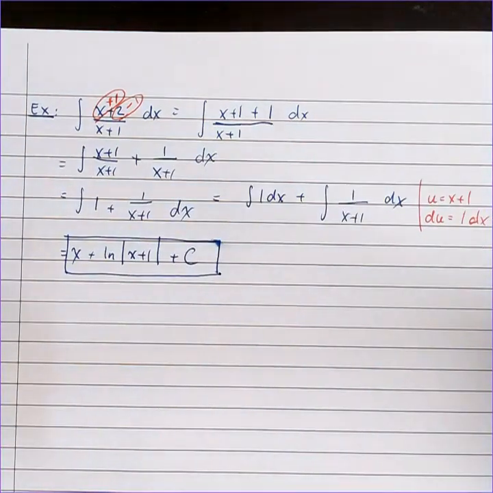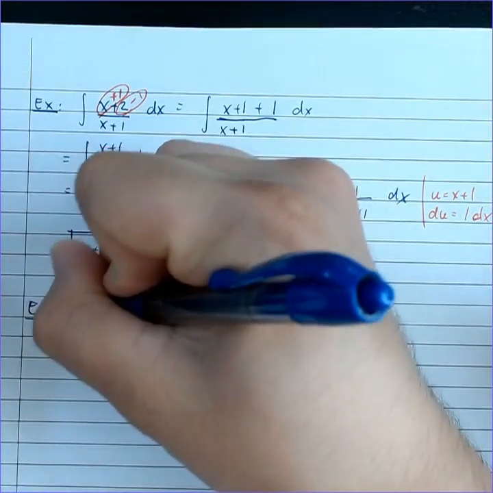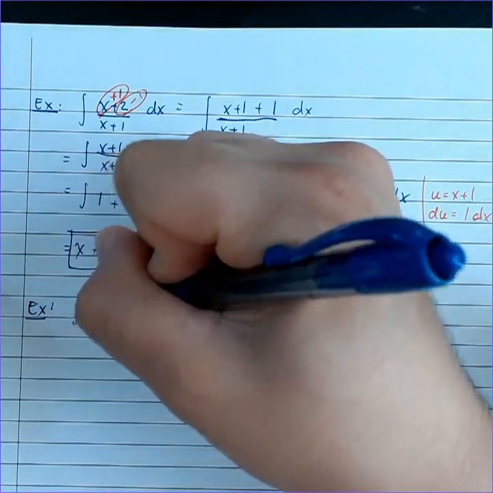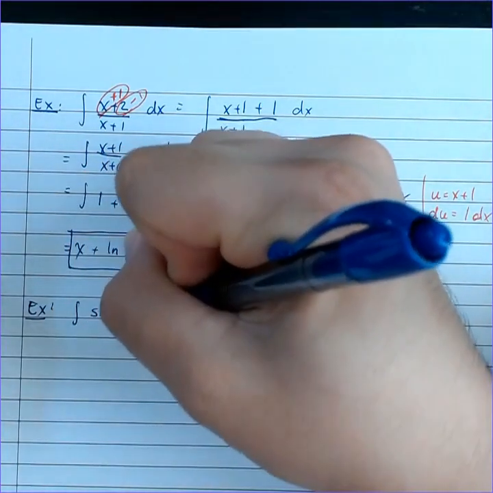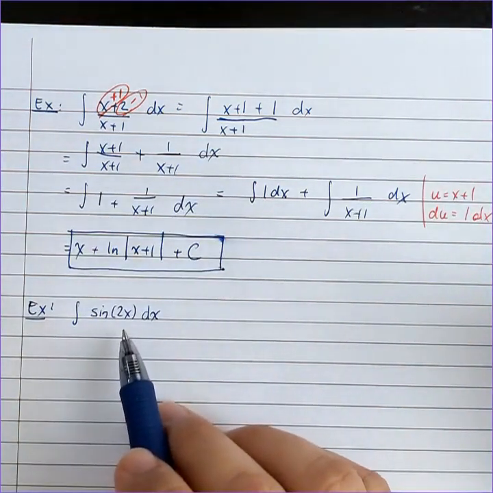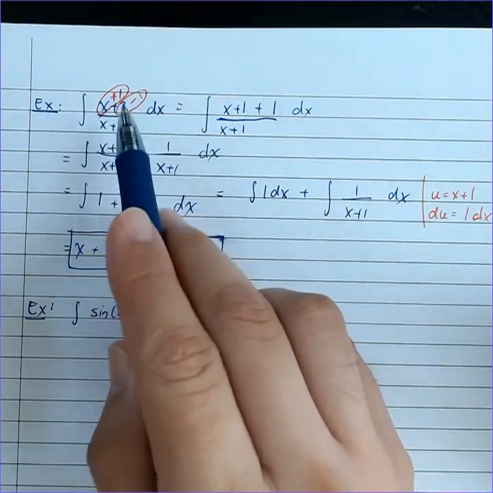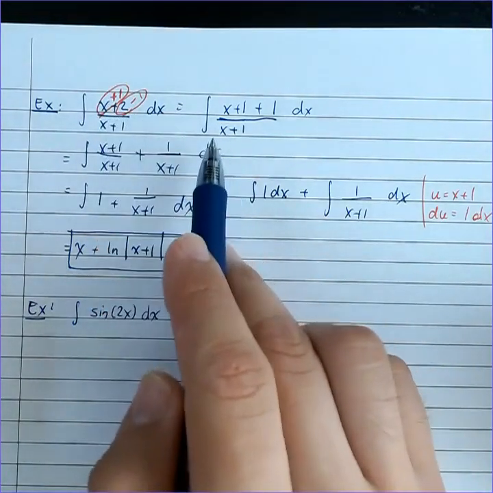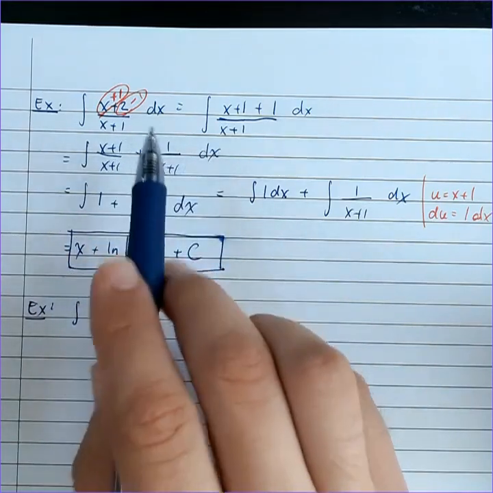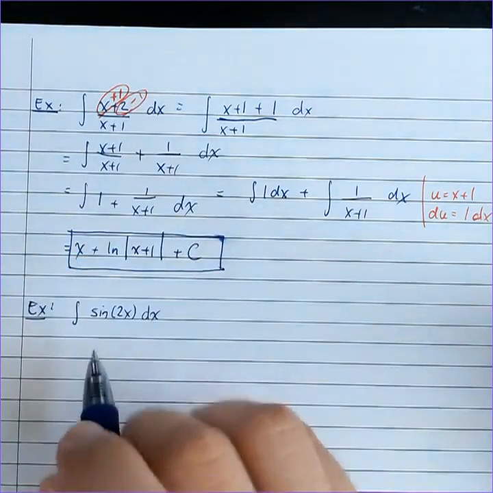Let's see another example. Let's consider the integral of the sine of 2x dx. This one, there's a couple ways you can actually go about it. With an integral that involves an algebraic manipulation, you might have one way to do it. You might have two ways to do it. In some cases you have a lot, but usually you just have one, maybe two.